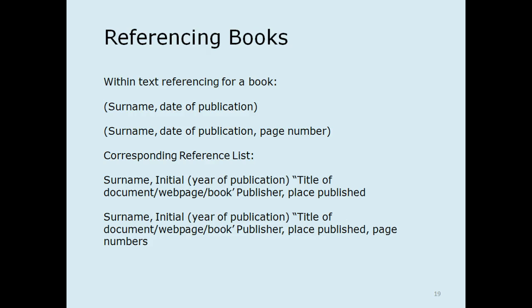Again, surname, initial, year of publication in brackets, the title of the book, the publisher, and then the place it was published. If you have taken a little snippet and you have quoted page numbers, then the corresponding entry in the reference list at the back of your project, you can see at the bottom. If you look at that bottom entry there, you can see page numbers at the back of that entry. So you just need to add those page numbers.